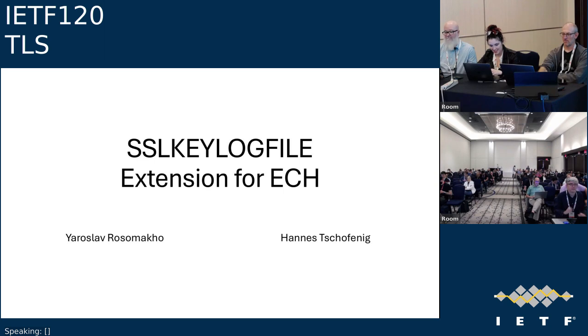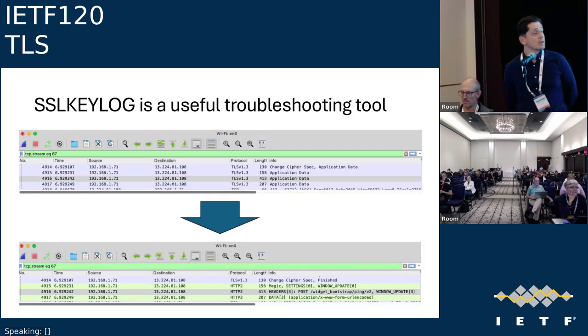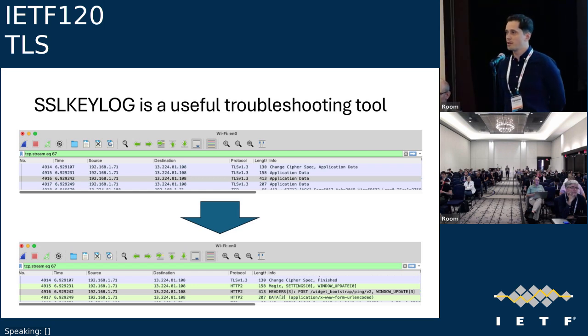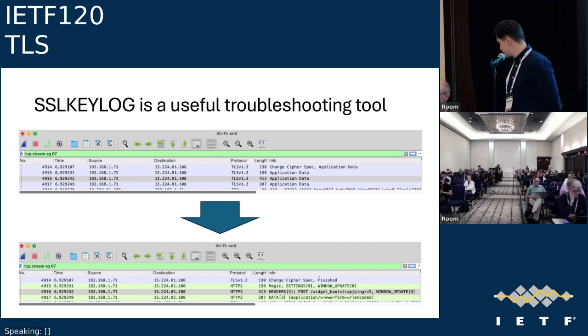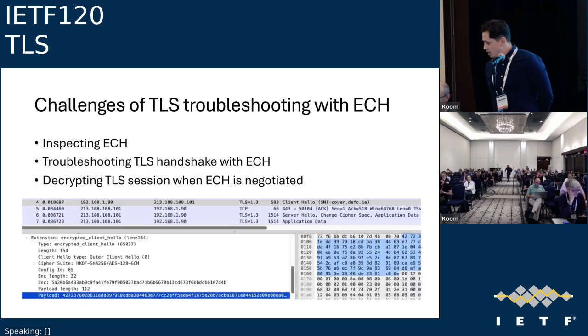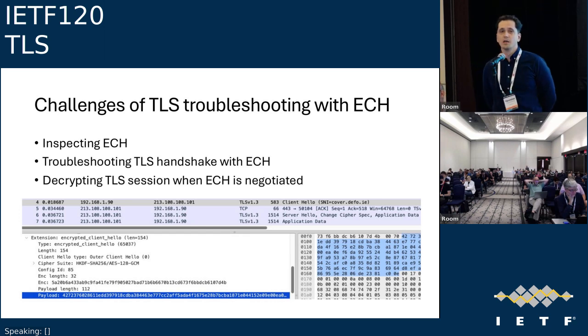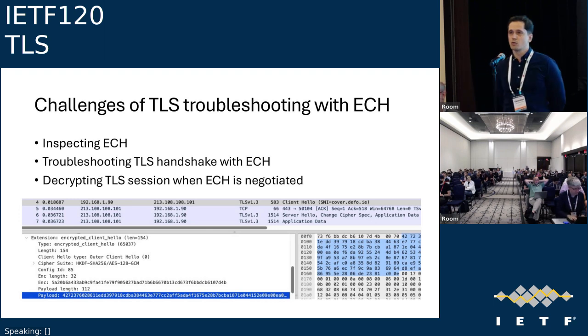Hello. Slide, please. So SSL keylog is a very useful troubleshooting diagnostic capability used by thousands of engineers worldwide to troubleshoot and diagnose TLS handshakes and whatever within TLS. Next slide, please. With ECH, we lose that capability for a few reasons, primarily because we no longer see the actual client random. It's within the encrypted ECH, and we also don't have the ability to troubleshoot ECH itself. For anybody who is implementing or deploying ECH, it can be an excruciatingly sophisticated challenge to overcome.